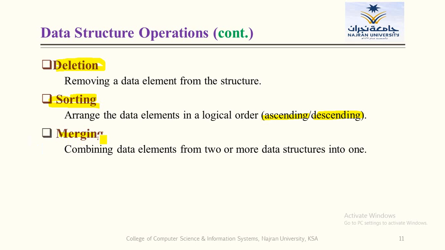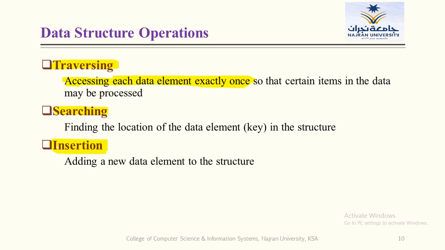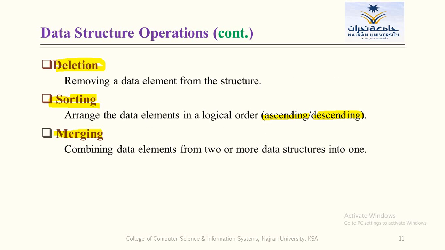And then merging. Merging means to combine data elements from 2 or more data structures into one. So combining, to merge 2 or 3 data structures into one data structure. So these are some basic data structure operations. The first one that we have seen is traversing, then searching, insertion, deletion, sorting and merging.